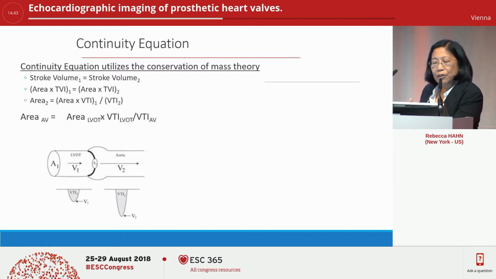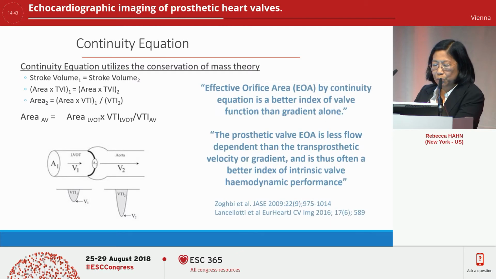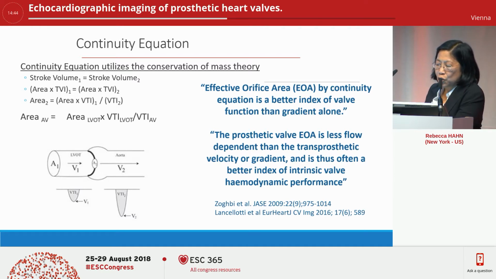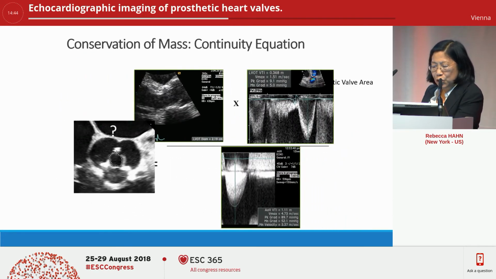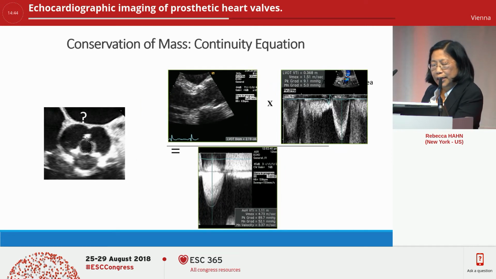So to get around the flow state, to normalize for flow, we use the continuity equation, which I probably don't need to explain to this crowd. Both the guidelines state that the EOA by continuity is a better index of valve function than gradient alone, and in the European guidelines, prosthetic EOA is less flow dependent than transprosthetic velocity or gradient, thus often a better index of intrinsic valve hemodynamic performance. And so you know that we like to use VTI. You can use the peak velocity.